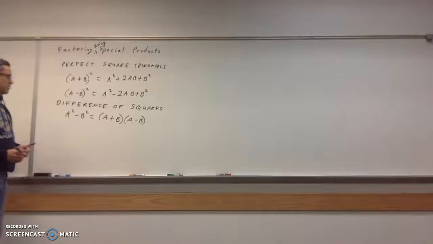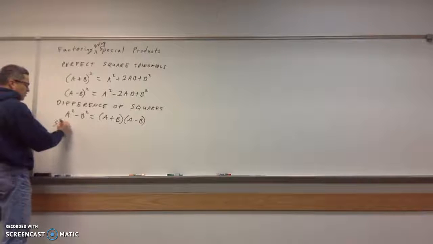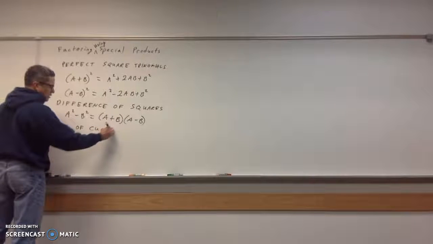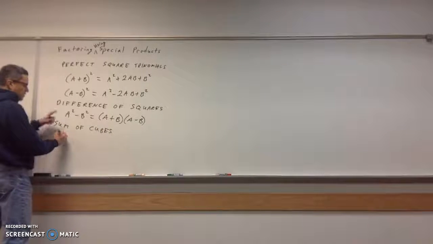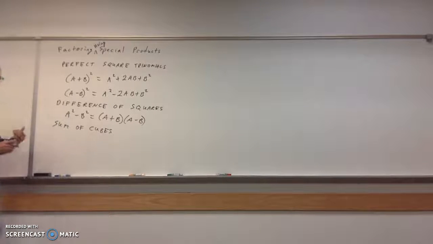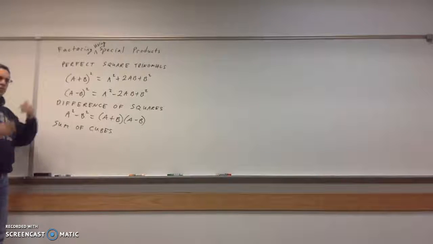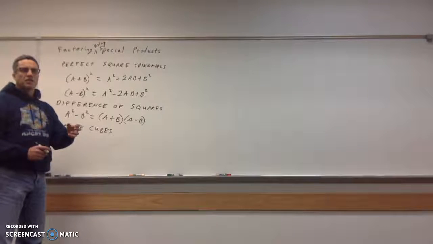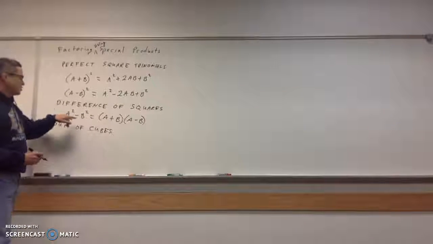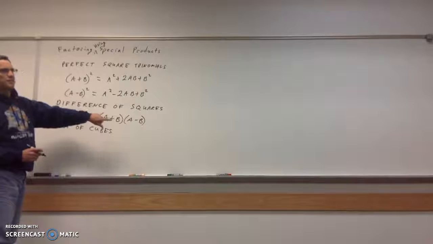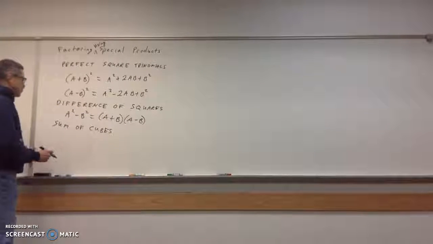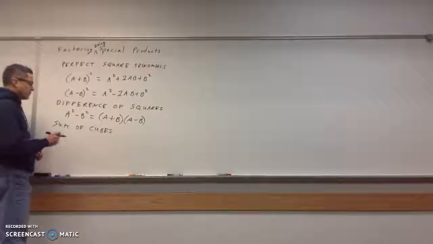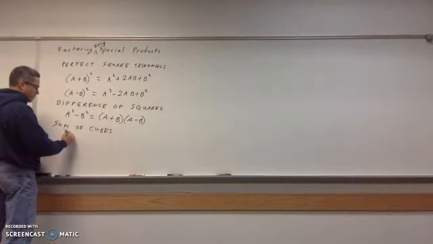What you may not have seen before would be the sum of cubes. And that's when you have something that looks kind of like this. And you might say, wait a minute, can I do the sum of squares? No, you can't do the sum of squares and come out with real factors. You can do them with imaginary or complex factors, which will be for another time. Okay, I said that wrong. You can't do the sum of squares and come out with two real factors. But you can do that with the sum of cubes.